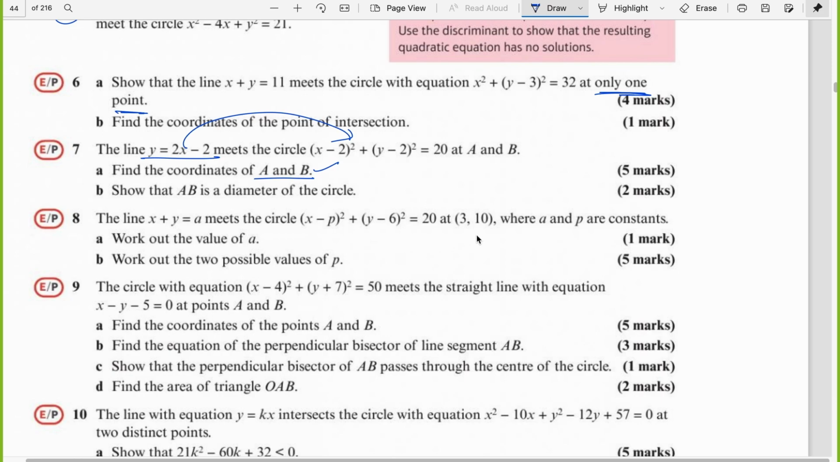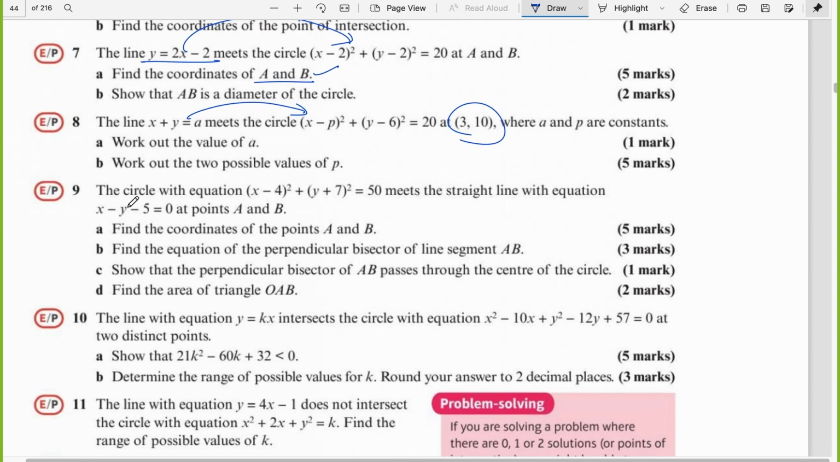The line this meets this, where a and b are constants, work out the value. So you just have to substitute, and they meet at 310. We'll equate them, work out the two possible values. Question 9 says the circle with equation this meets the straight line with equation this. Find the coordinates. Simple substitution.